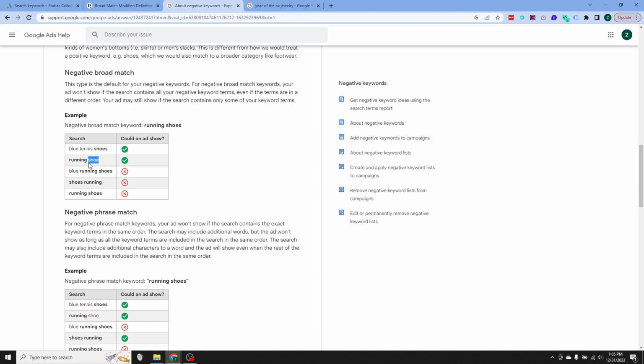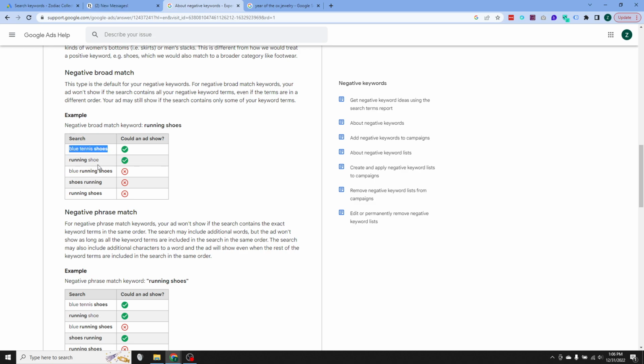It can't be pluralizations or close matches. It has to be these words exactly. So this will still show the ad. And then this one doesn't say running, it says tennis. But if it said blue running shoes like down here, it would actually block out. It would apply a negative effect to that keyword and not show for these search terms anymore.